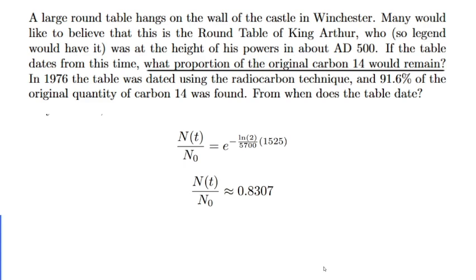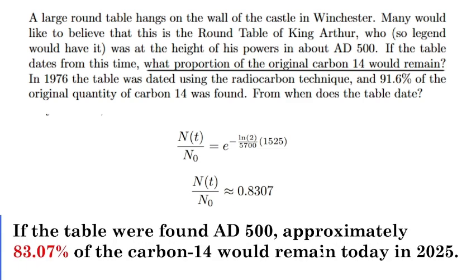So putting those numbers back into the equation, we get approximately 0.8307. Therefore, we can conclude that if the table was found at 500 AD, approximately 83.07% of the carbon-14 would remain today.